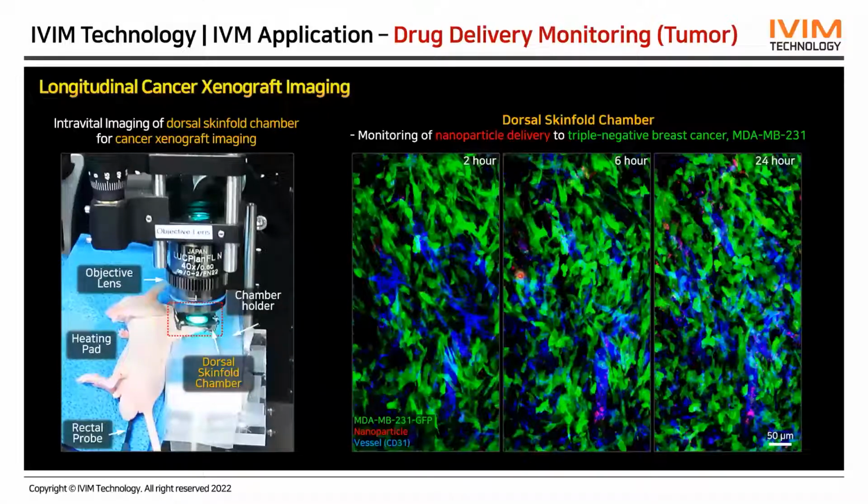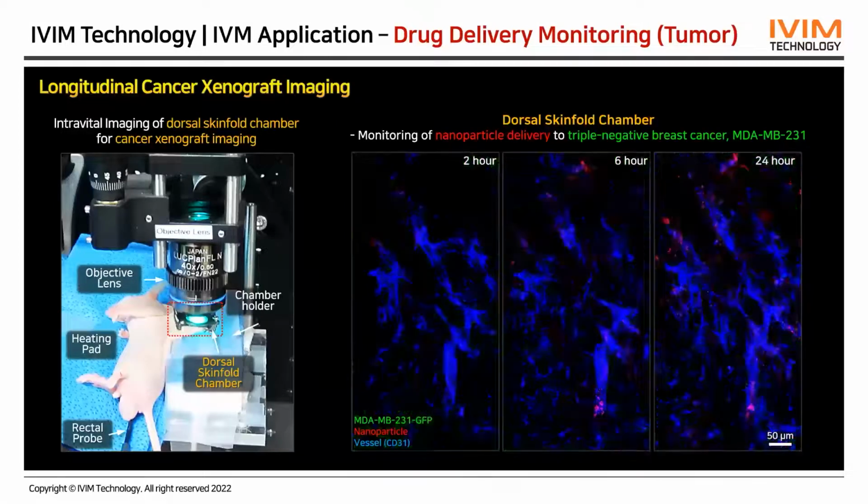And this is another example investigating nanoparticle drug delivery to breast cancer cells. The GFP-expressing breast cancer cells were implanted and grown for 4 days before drug testing. And then we treated with nanoparticle drugs to analyze the drug delivery and distribution to the target breast cancers. Long-term monitoring over 24 hours revealed successful nanoparticle delivery to the tumors through the blood vessels and relatively uniform distribution of the drugs in the target tumor tissues.